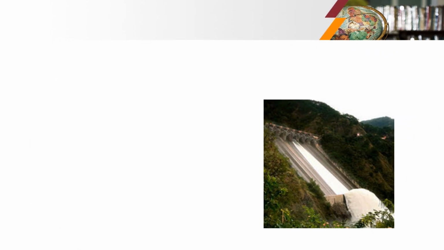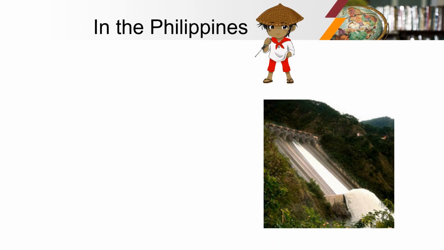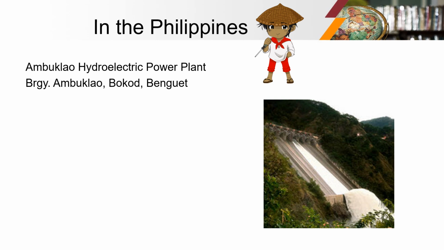Ito naman, yung local hydroelectric power plant example. Okay, siyempre meron din tayong mga Pinoy. So we have the Ambuklao Hydroelectric Power Plant in Barangay Ambuklao, Bokod, Benguet, and it has a capacity of 105 megawatts. Okay?